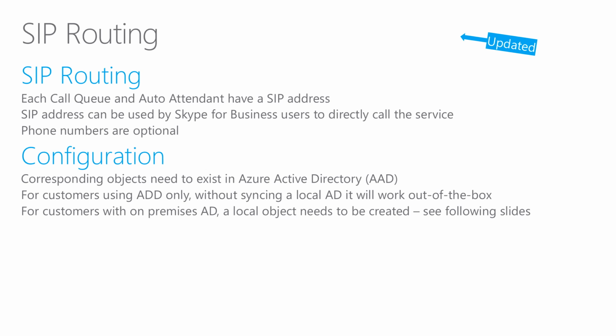You have to realize that corresponding objects for the call queue and auto attendant need to exist in Azure Active Directory. If you're using Azure Active Directory only, without syncing to a local AD, you don't need to do any additional configuration. If you do have an on-premises AD, you will need to create a local object for each auto attendant or call queue that has a SIP address to enable routing towards that call queue or auto attendant for the on-premises user. We'll discuss that in the following slides.